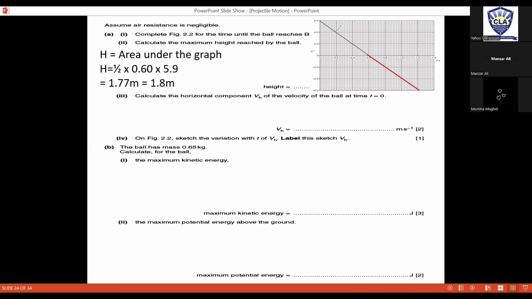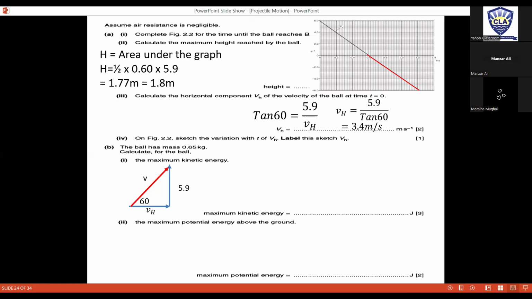Then they ask us, what is your horizontal component of velocity? We know the vertical component is 5.9, and the angle is 60. We have to find V horizontal, and we can also find the value of V, because we have to find the value of maximum kinetic energy, which is the initial kinetic energy. So we have to find the value of V here as well. For horizontal velocity, I can straightaway use tan 60. And from here, horizontal velocity comes out to 3.4.